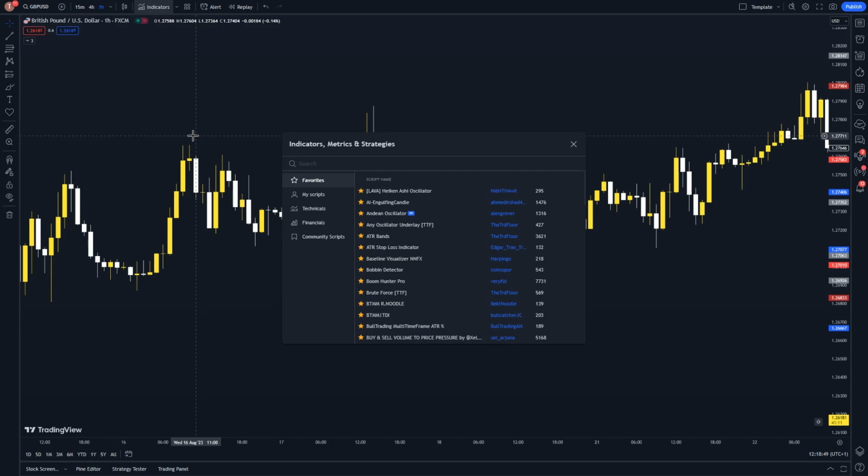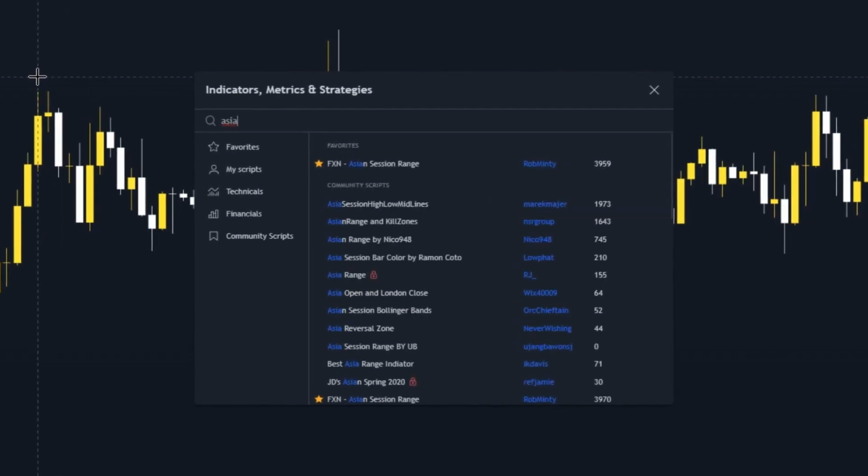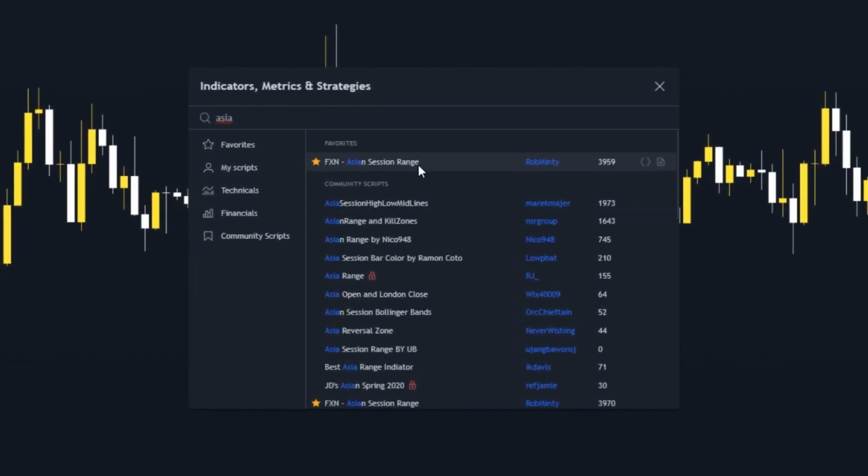The first one we need is an Asian box indicator. This is a nice visual aid. We can use this indicator to determine psychology levels.